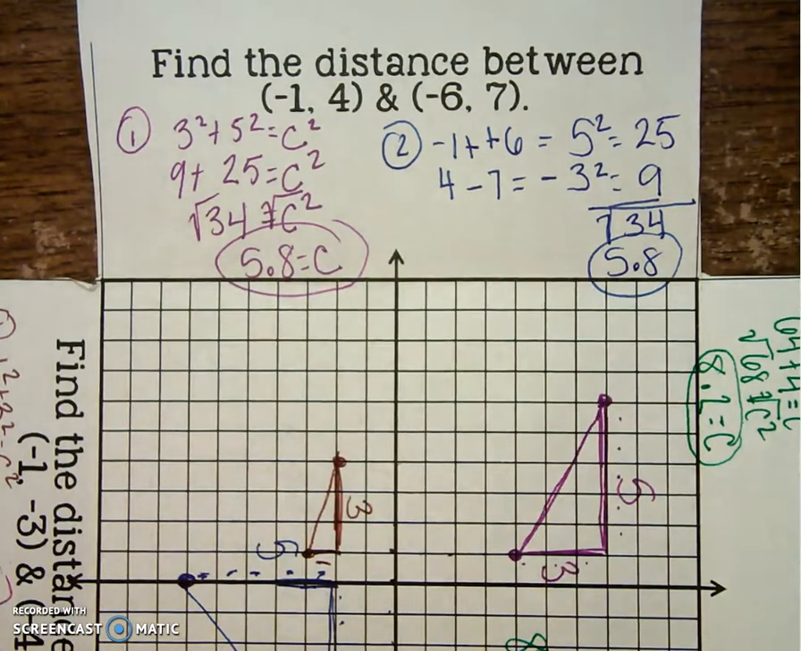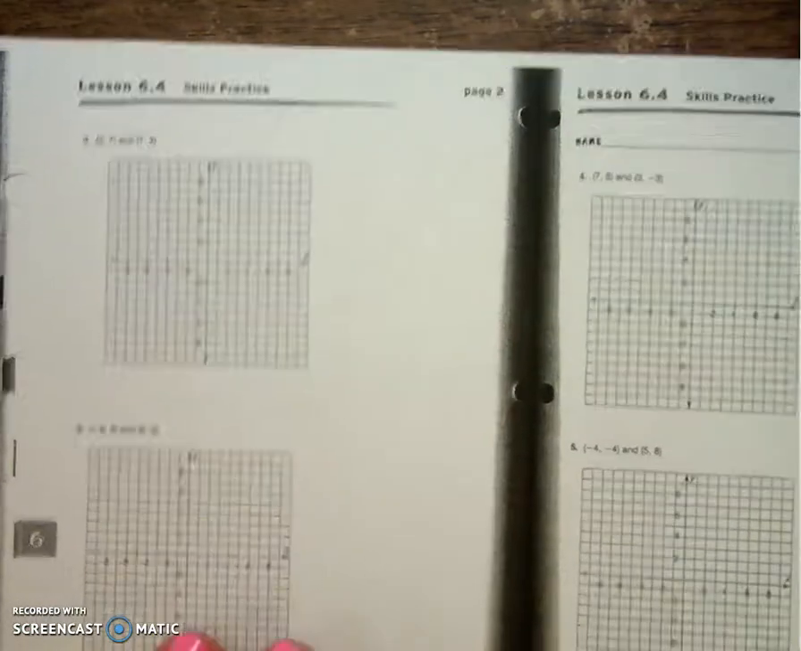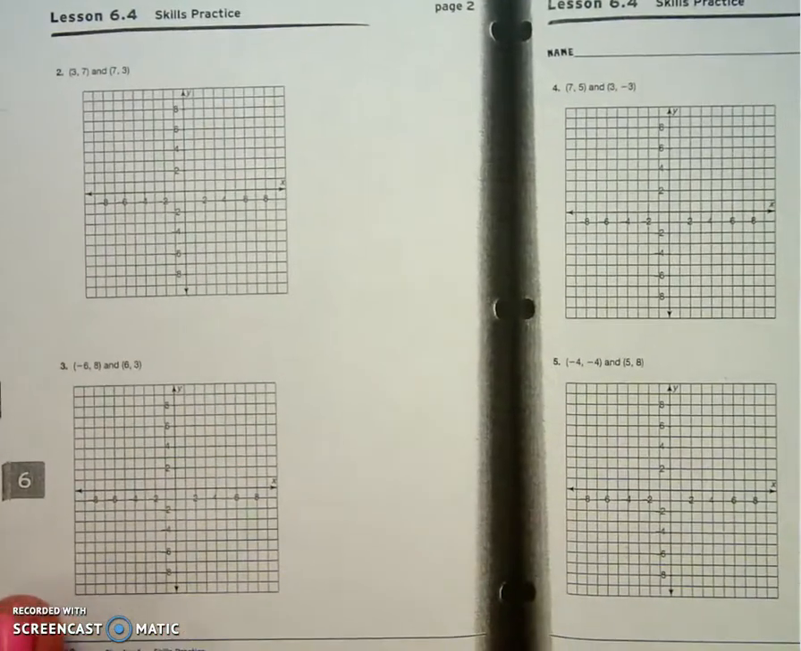The code word for this lesson is goldfish. I don't think I've used that one already. On your left-hand page, you can do either method, but make sure that you do graph them. It doesn't matter which method you choose, but make sure that you do graph them. If you have any questions, please feel free to email me.